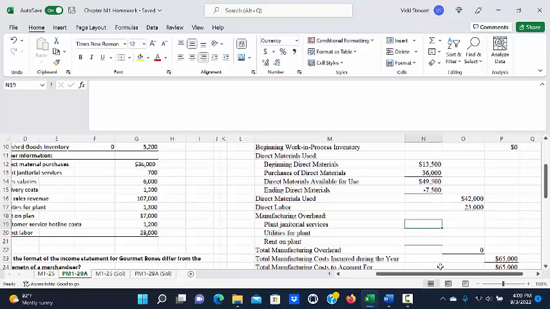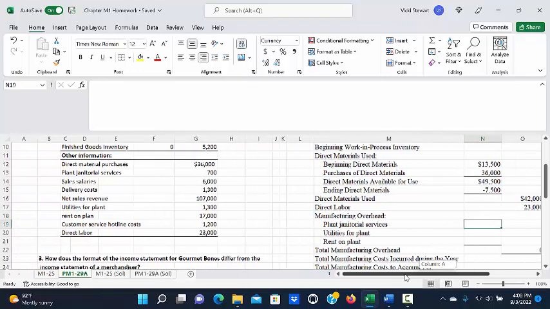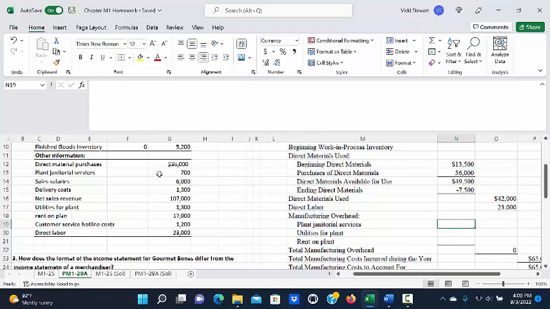Now we need to calculate what the manufacturing overhead was. So when we look through the listing of the other information, we see 3 items that would be an overhead: the plant janitorial services, the utilities for the plant, and then the rent on the plant. And so those are going to be the 3 items that we will include in the schedule of cost of goods manufactured for overhead. And that gives us total manufacturing overhead of $19,000.